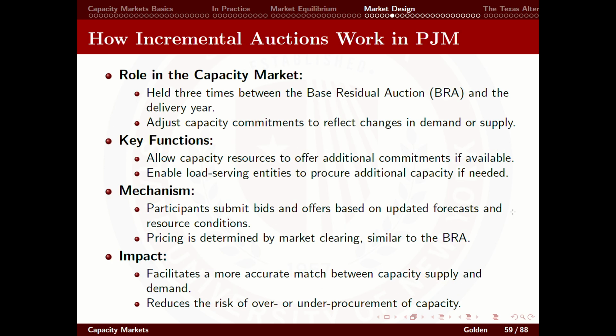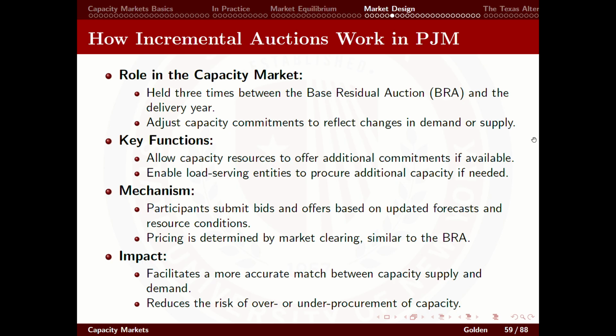So how do incremental auctions work in PJM? They're held 3 times between the base residual auction and the delivery year, so every year up to the delivery year, and they're based on the idea that things change. You might not build that plant you wanted to, and PJM might not need you, or PJM might need more of you. It allows you to adjust capacity commitments in a particular year to reflect changes in demand or supply.